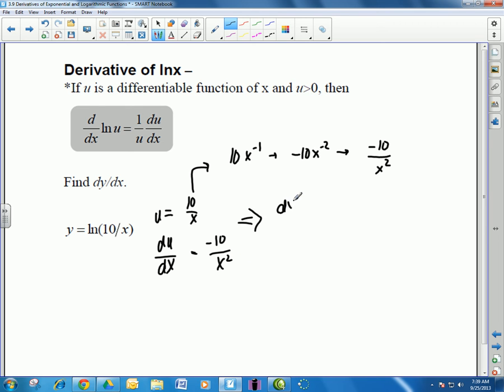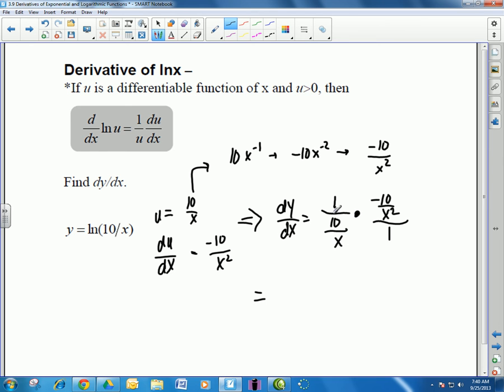So the derivative of the function itself is going to be 1 over u, so it's going to be 1 over our u, which is 10 over x, times our derivative of u, which is what we have here, the negative 10 over x squared. Remember, all that is then over 1.